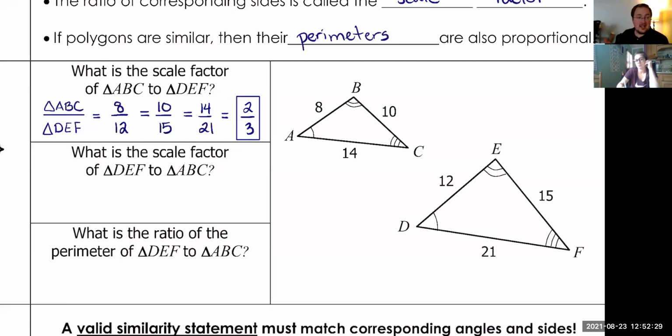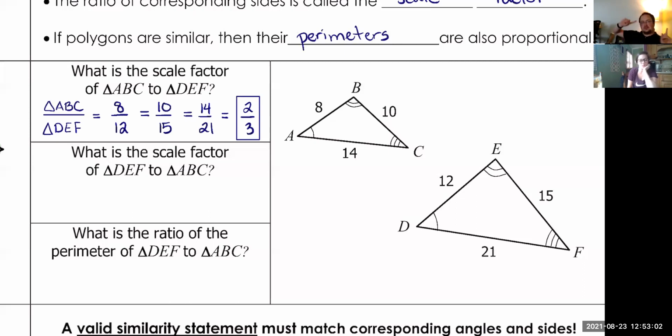So if I were to read it again, the prompt is, what is the scale factor of ABC to DEF? I can now say that triangle ABC is 2/3 the size of triangle DEF, which if you look at it, 2/3 is smaller than a whole amount, right? And ABC is clearly smaller than DEF. And if I were to measure it exactly, it's exactly 2/3 the size.